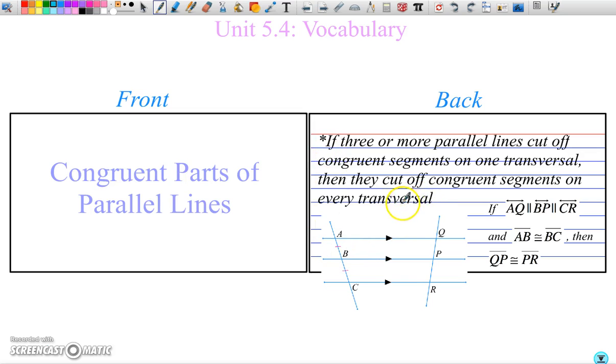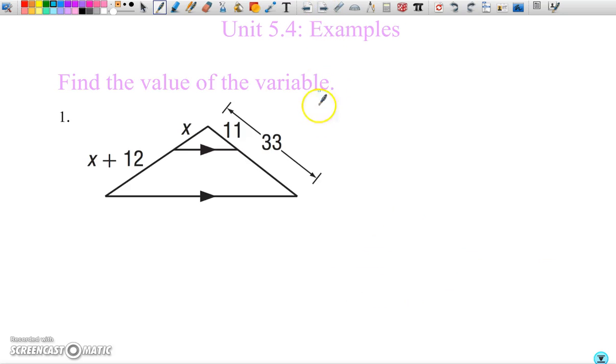And then we have congruent parts of parallel lines. Again, same picture, three parallel lines, two transversals. But you'll notice that only AB is congruent to BC here. That's all that's given to us. However, because these lines are parallel and these are given as congruent, that automatically makes these two congruent as well. They're not congruent from one line to the other, just within the same line: AB and BC, and then QP and PR will be the same.